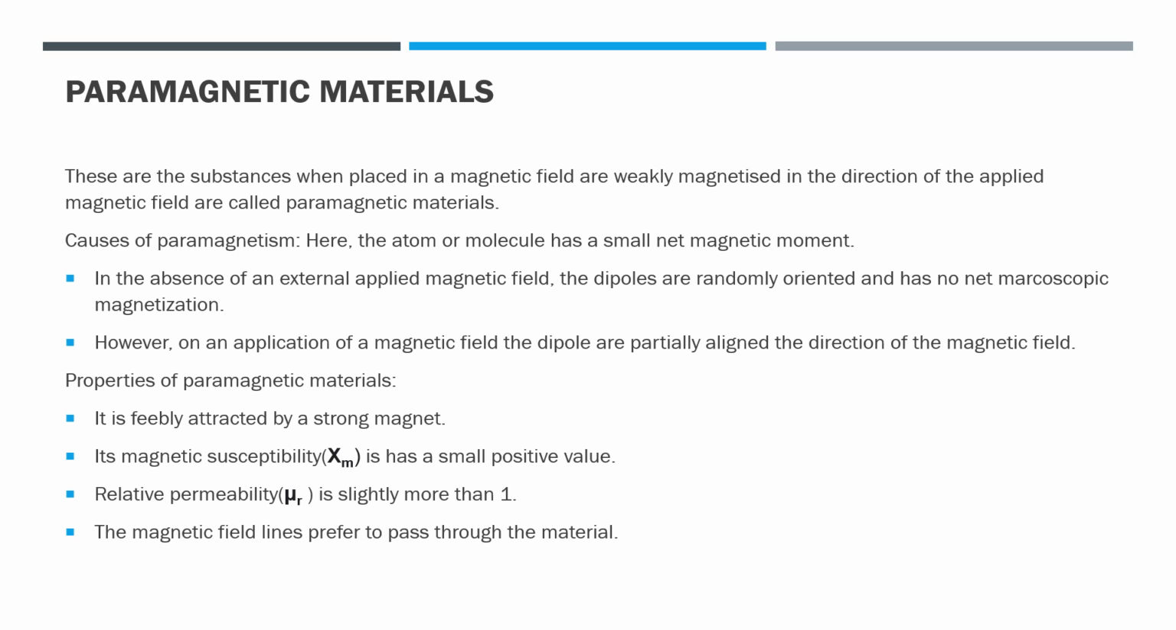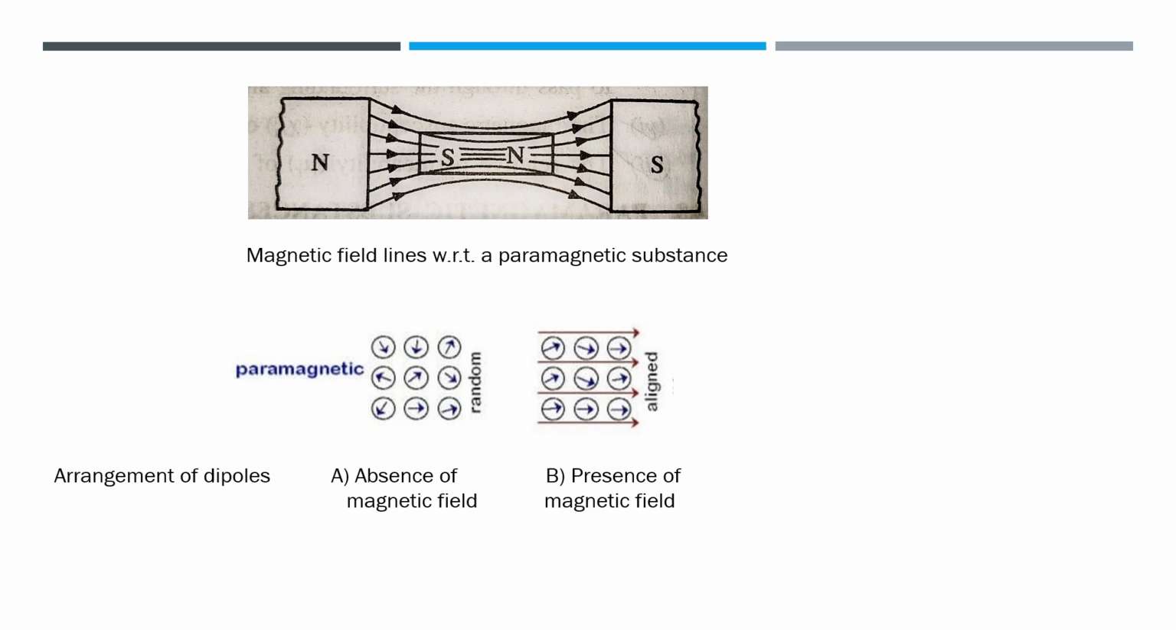Its properties. It is feebly attracted by a strong magnet. Its magnetic susceptibility has a small positive value, and the relative permeability is slightly more than 1. The magnetic field lines prefer to pass through the material, which will be shown in the next slide. And now, since the magnetic permeability is more than that of air, it will allow the field lines to pass through it.